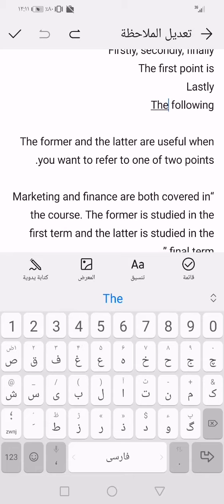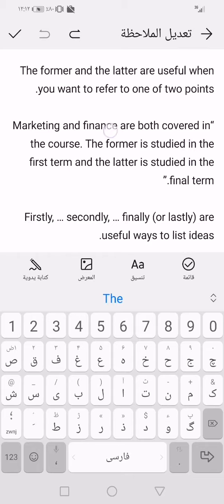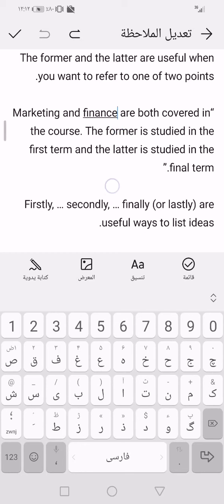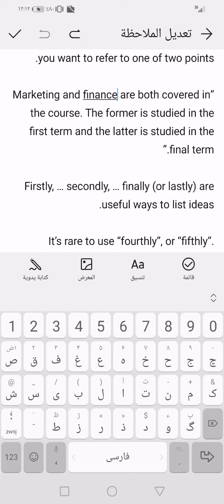من أقول الأول والأخير، نستخدمها في حالة أريد أشير إلى نقطة أو عدة نقاط. Marketing and finance are both covered in the course. التسويق والمالية تم تخطيطها في الكورس. The former, يعني الماركتينج, is studied in the first term and the latter is studied in the final term.